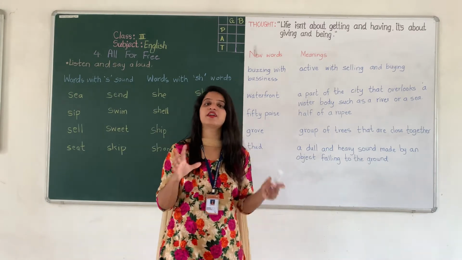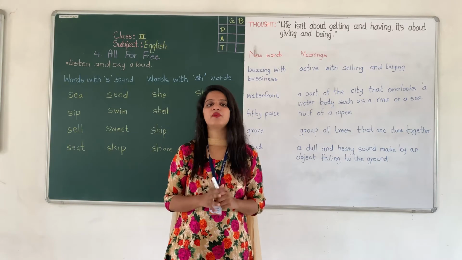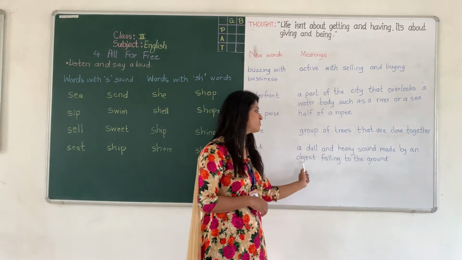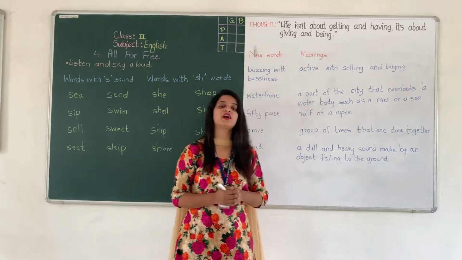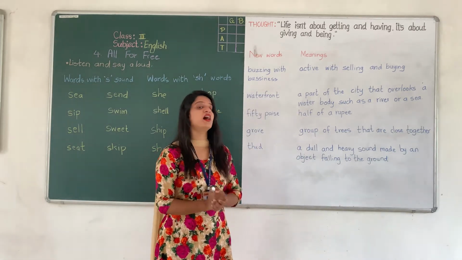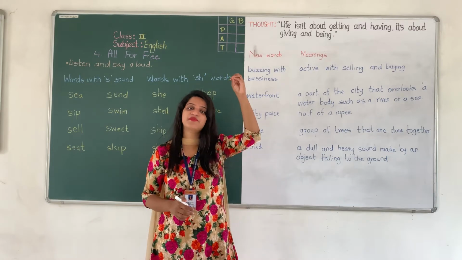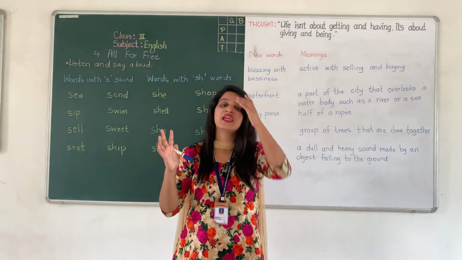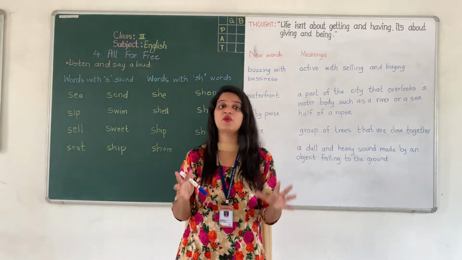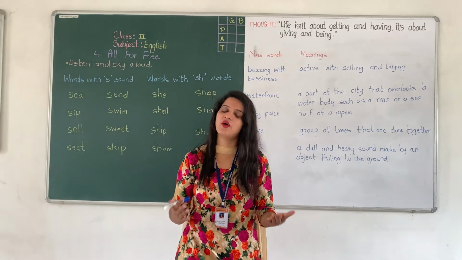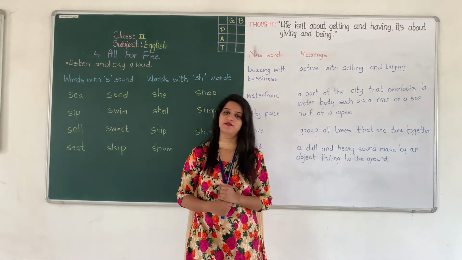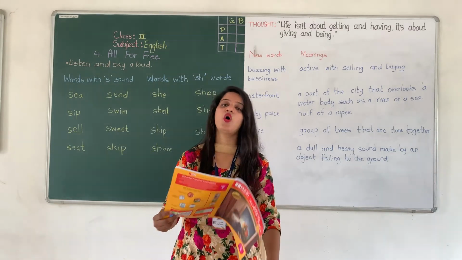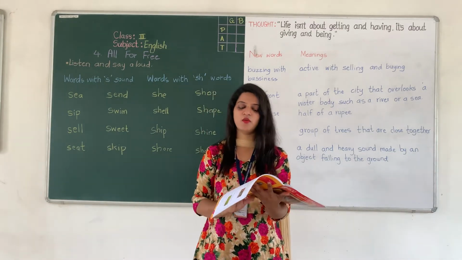Okay, let us see the next, thud. Now thud is a sound. A dull and heavy sound made by an object falling to the ground. What do you mean by thud? Thud is a dull and heavy sound. Whenever something falls on the ground, we hear the thud. Thud means it is a sound. When something falls down, it comes, right? So that sound is known as thud. Alright? So my dear children, you might also see the pictures in your book.